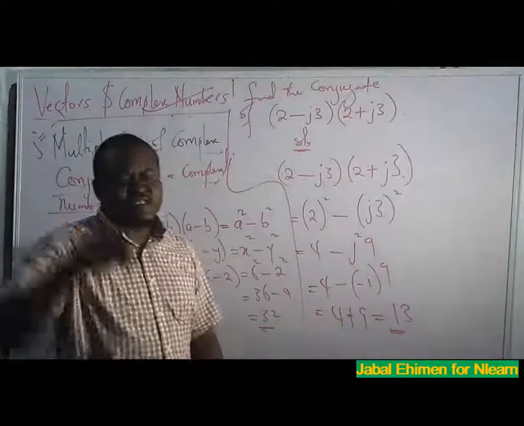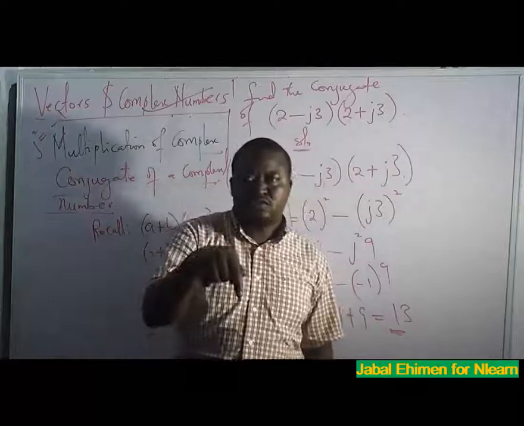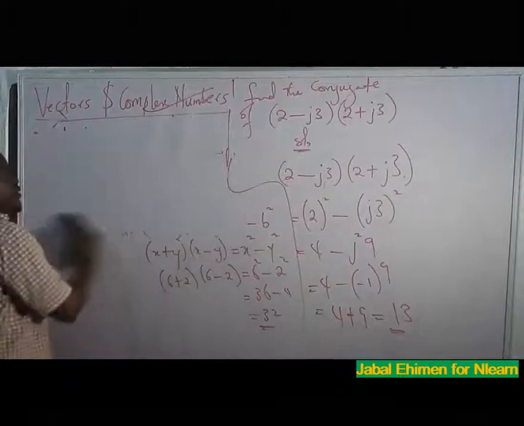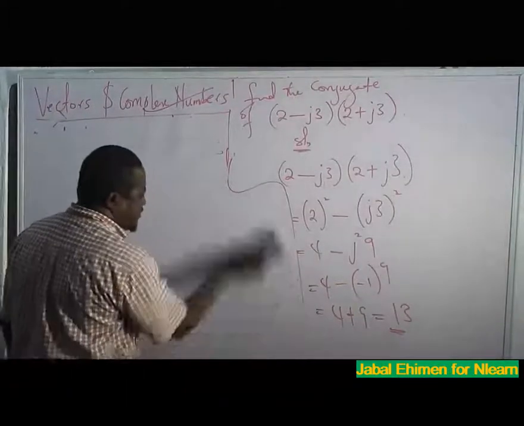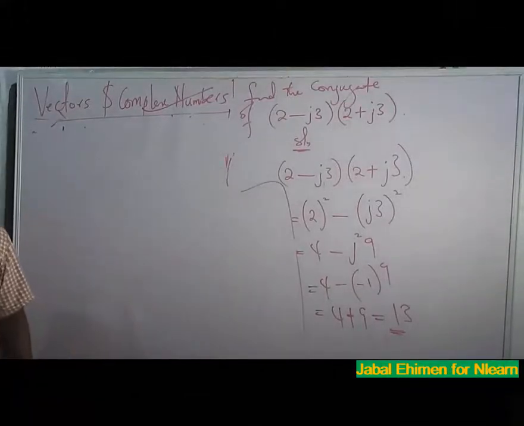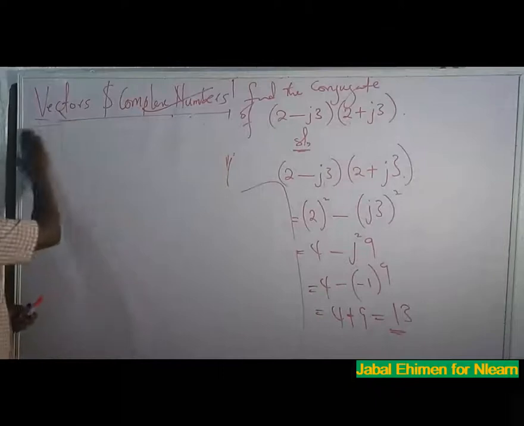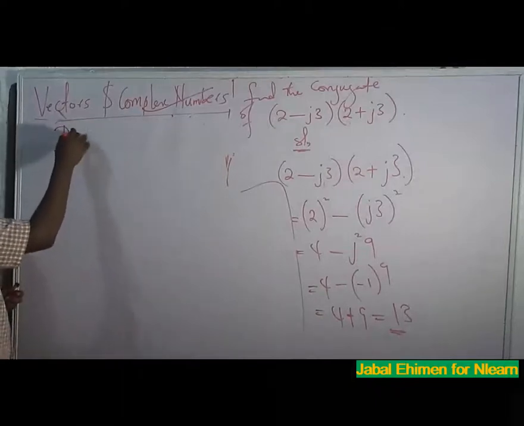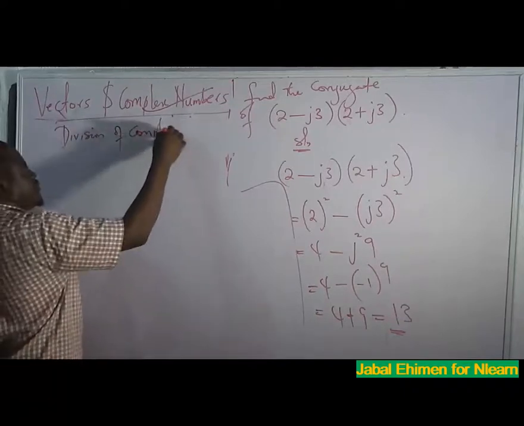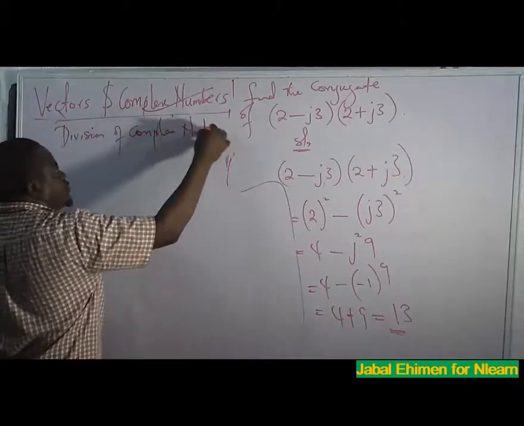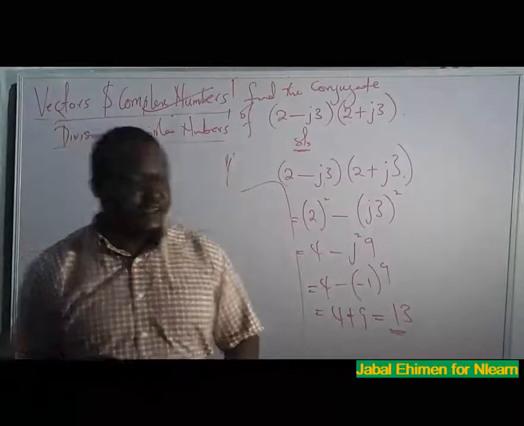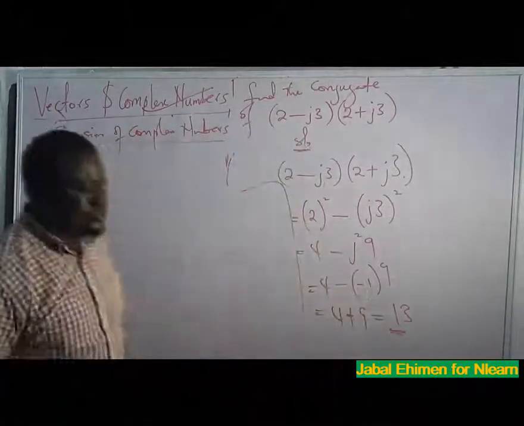Now, that's that. Let's consider something else called the division of complex numbers. Complex numbers actually can be divided. You can divide complex numbers. So those numbers that can be divided, that's the division of complex numbers. Complex numbers can be divided in the sense that when dividing complex numbers, it's simple.